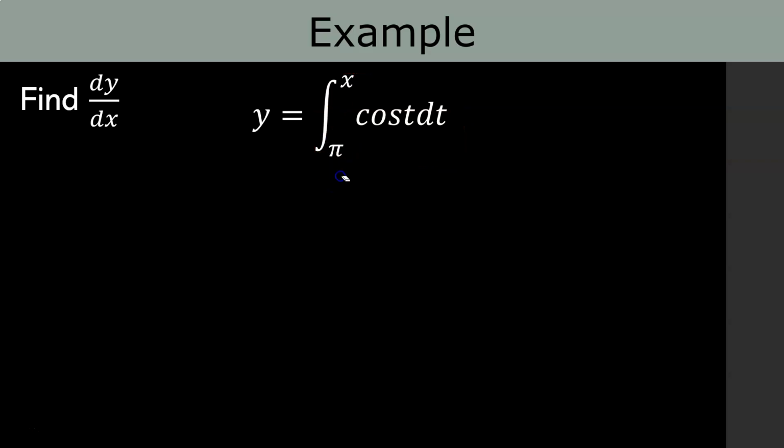The other bound, and for now it's going to be the upper bound, is going to be the variable x. So it says find dy dx. I know this t and dt, those are dummy variables. And so really the variable, the input, the thing that could change is, hey, we're finding the area underneath cosine of t, that's our function, starting at pi and going to some x value.